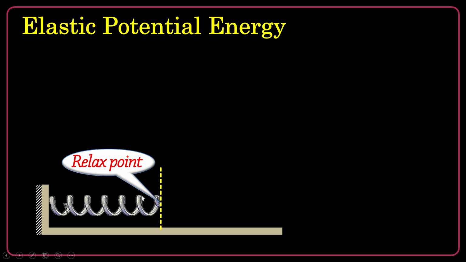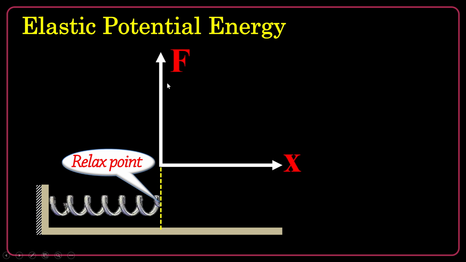Here I start with a spring. The spring at its relaxed point, when it's not extended or compressed. The force-extension graph is a very useful graph to find that elastic potential energy. This force is a reaction force of the spring when it's deformed, and x here is extension. Here I extend it for a length of delta x.